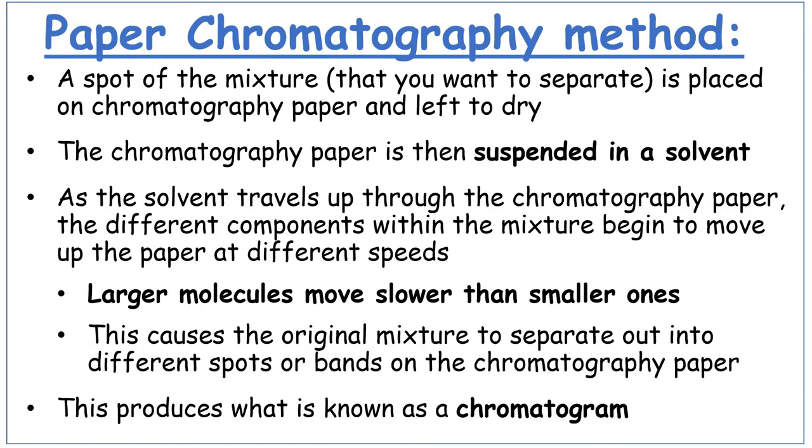A spot of the mixture that you want to separate is placed on chromatography paper and left to dry. The chromatography paper is then suspended in a solvent. As the solvent travels up through the chromatography paper, the different components within the mixture begin to move up the paper at different speeds. Larger molecules move slower than smaller ones. This causes the original mixture to separate out into different spots or bands on the chromatography paper. This produces what is known as a chromatogram.